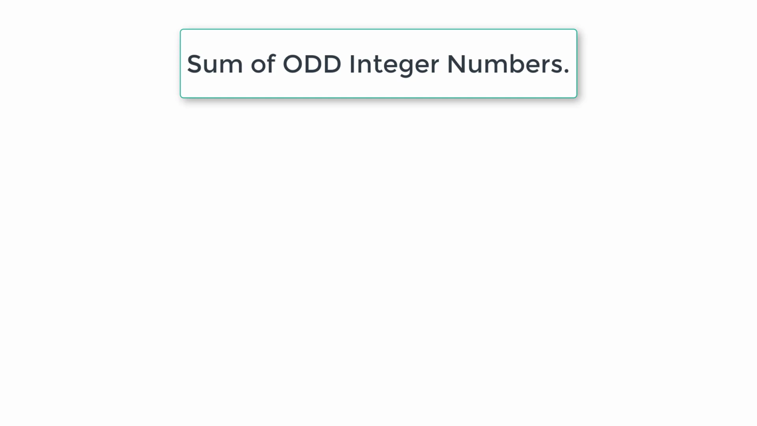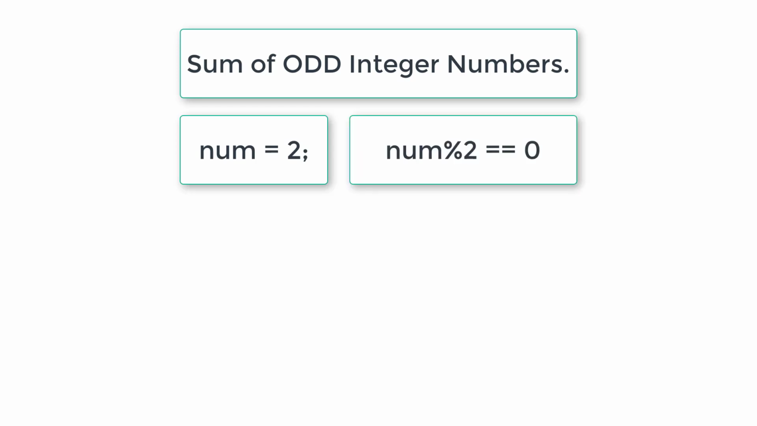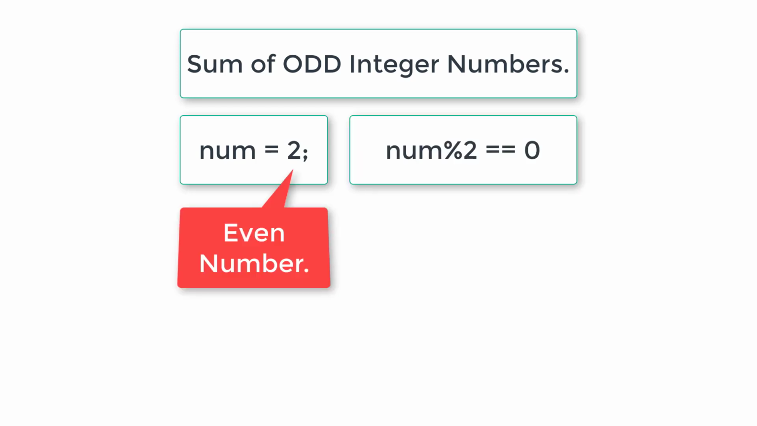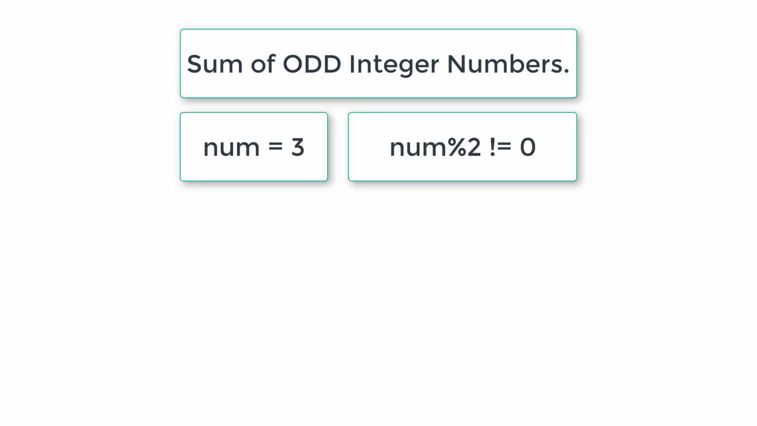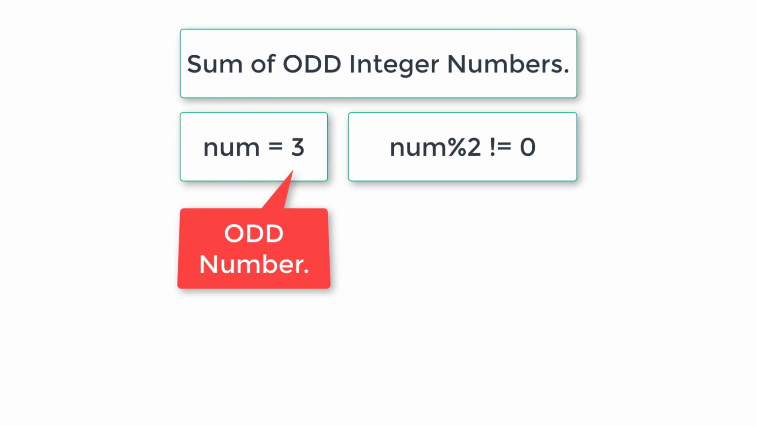Let's write a C program to find the sum of all the odd numbers until a limit set by the user. Well, an odd number is an integer that is not exactly divisible by 2. For numbers like 2, modulo division by 2 yields a remainder of 0, so the number 2 is an even number. Whereas for numbers like 3, modulo division by 2 doesn't yield a remainder of 0, so the number 3 is an odd number.